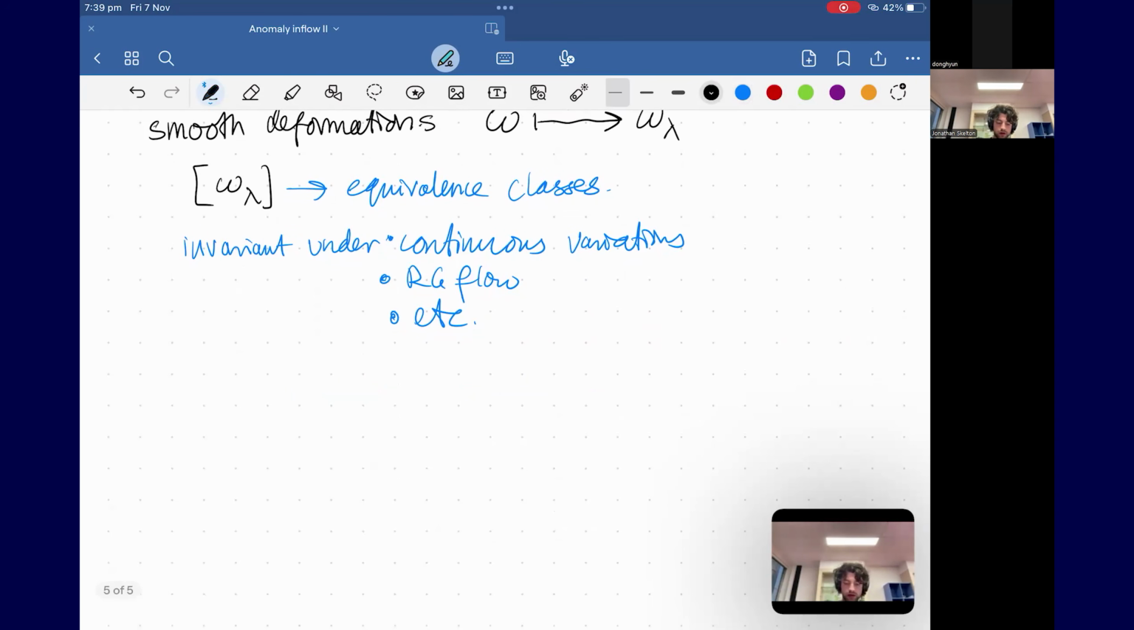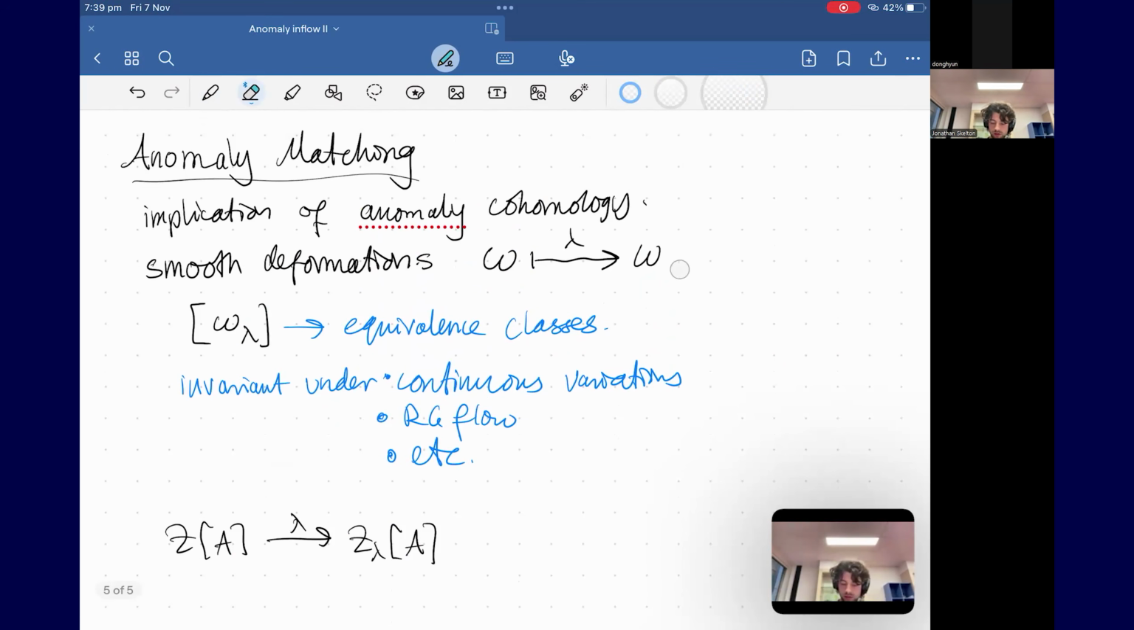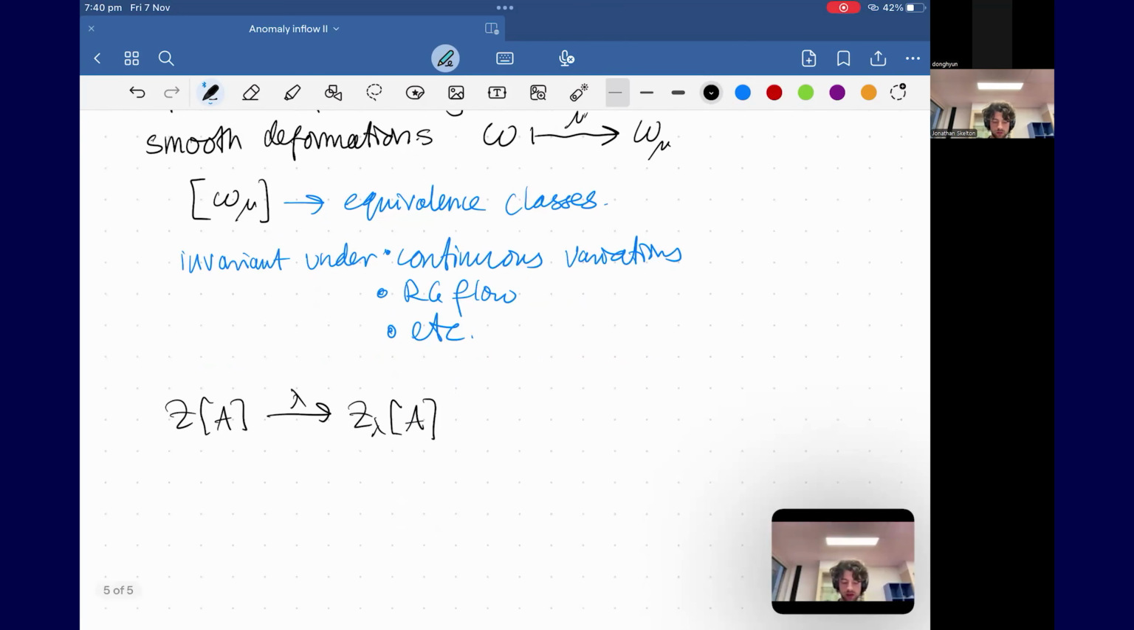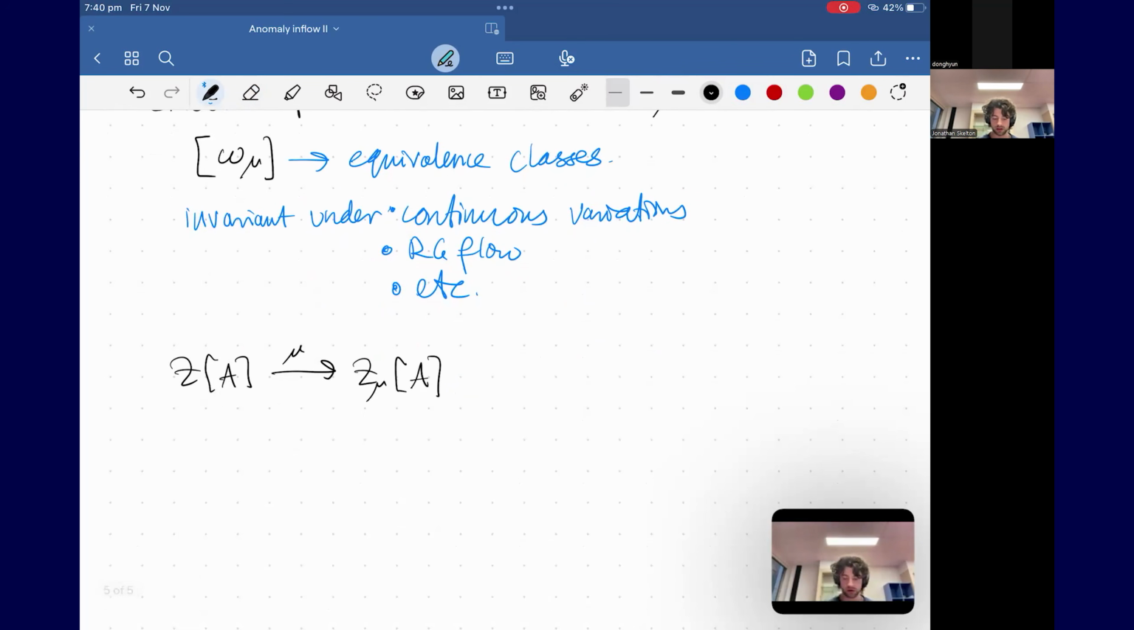So then our original anomalous theory, we can also vary, let's write it like this. Our original theory will also transform like this. Perhaps let me put this as mu, so we can distinguish between the symmetry transformations and the deformations. So let lambda be these symmetry transformations, and then mu be the deformation transformations. But in the notes that we're working through, they just write lambda for both. So that could potentially be a bit confusing, but it should be clear from context.